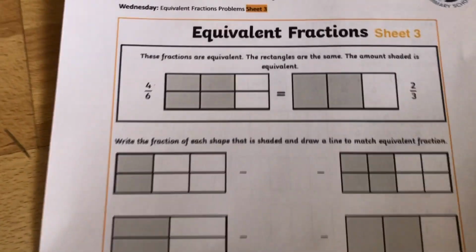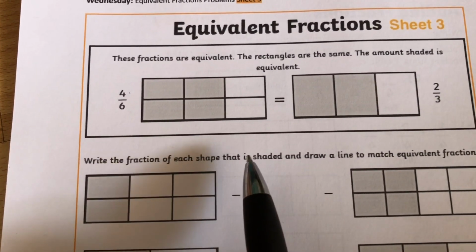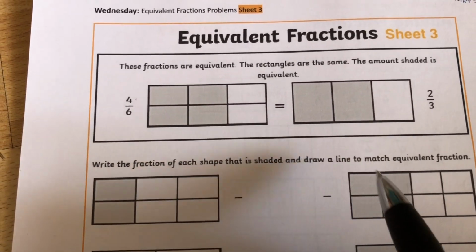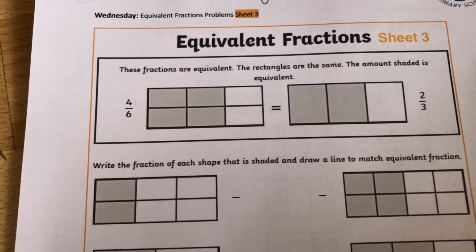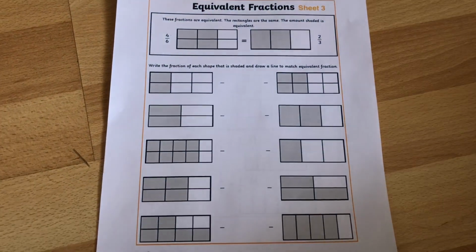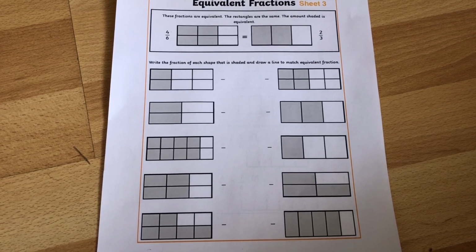So if we look down at the bottom, the directions say, write the fraction of each shape that is shaded and, 2 steps here, draw a line to match equivalent fractions. Okay, what I want you to do right now, pause the video and write in the fractions of each shape that is shaded.